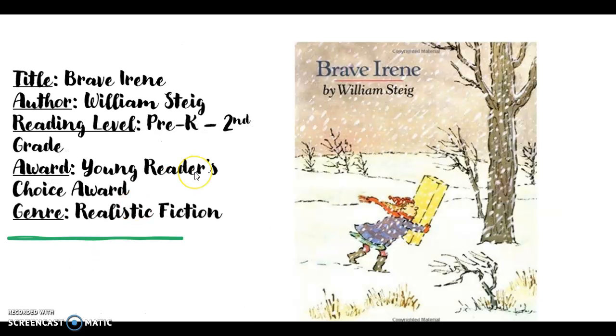So then we have the second book, and it is Brave Irene. This is about a little girl who wants to help her mom deliver a dress that she made for a duchess to wear later that night. And her mother isn't feeling too well, so Irene is brave and decides to make the journey through a snowstorm to deliver the dress. It's by author William Steig. Reading level pre-K through 2nd. The award is a Young Reader's Choice Award, and the genre is realistic fiction.